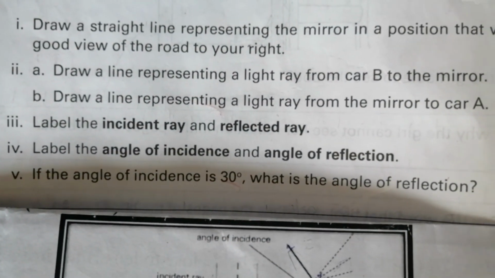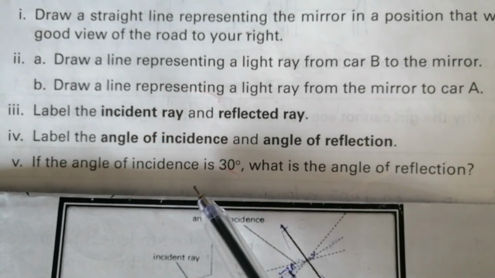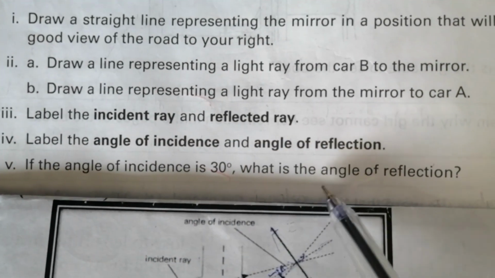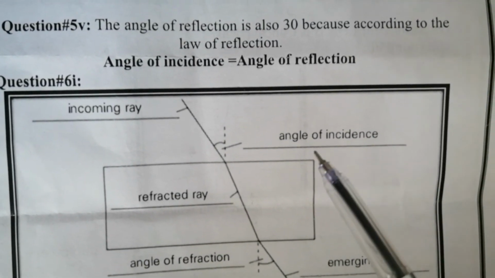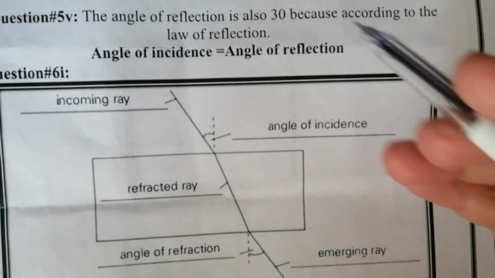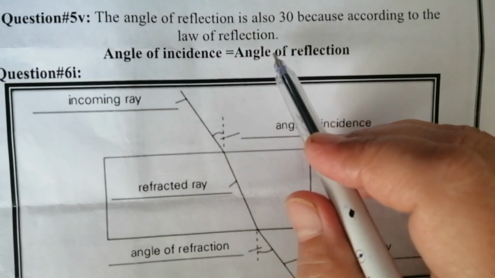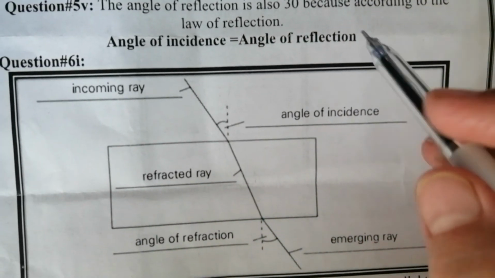Next, question number 5, part 5. If the angle of incidence is 30 degree, what is the angle of reflection? The answer is the angle of reflection is also 30 degree, because according to the law of reflection, the angle of incidence is equal to the angle of reflection.